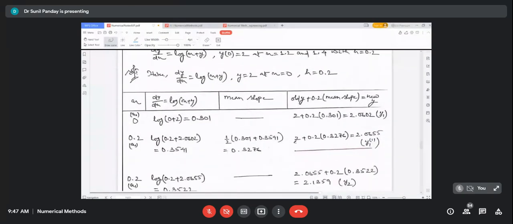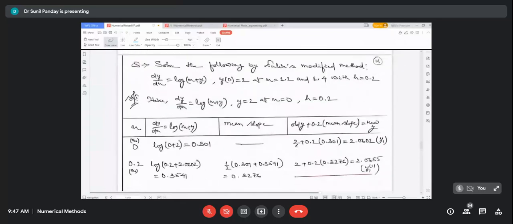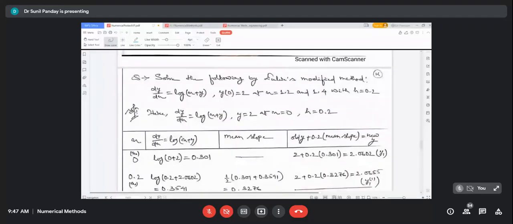So once again we have another problem. Solve the following by Euler's modified method. This is our differential initial value problem: dy by dx equals log of x plus y, y0 equals 2, and we have to calculate y at 1.2 and 1.4 with h equals 0.2.